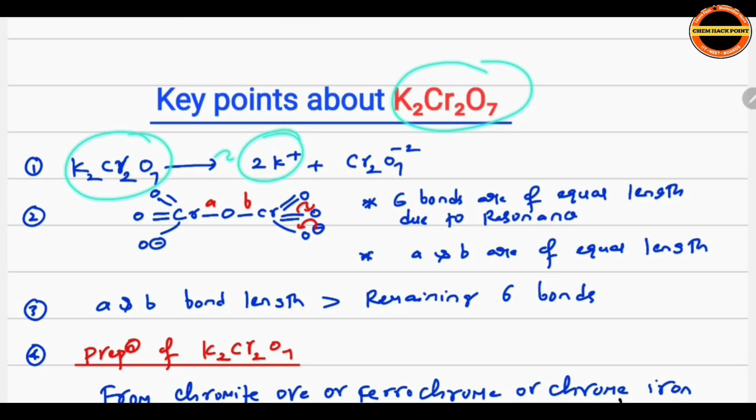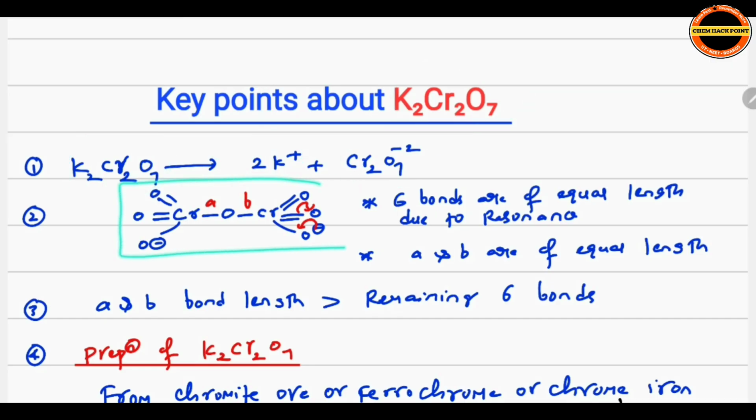K₂Cr₂O₇ splits like K⁺ and Cr₂O₇²⁻, which is dichromate. Dichromate structure, if you see here, 3 oxygen atoms here, right side 3 oxygen atoms, and in the middle there is a Cr-O-Cr bond, that bridge bond. All these 6 bonds, left side 3 bonds, right side 3 bonds, are of equal length due to resonance.